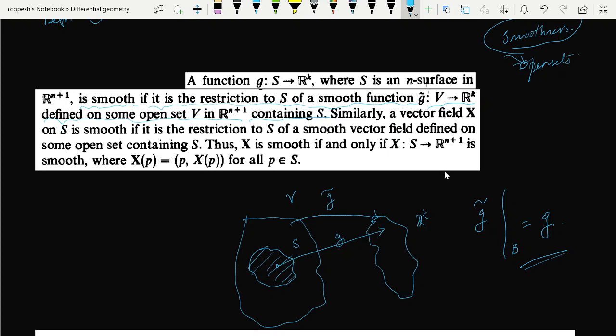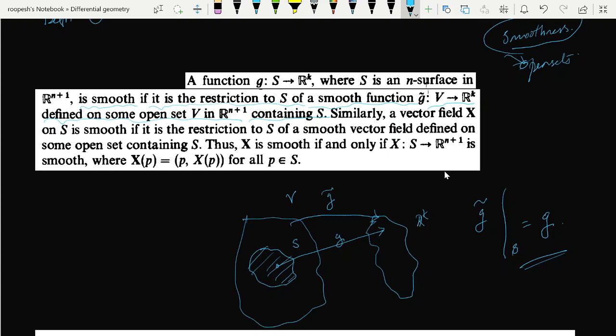So here we have dealt with a function. In particular, whenever we are dealing with vector fields and we say that the vector field is smooth, the meaning is that there exists an open set, and this vector field can have an extension to that open set, and that extension is smooth.